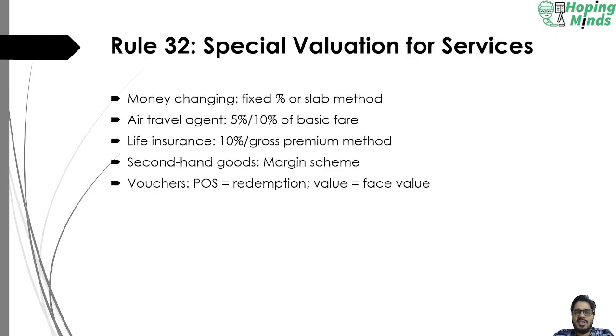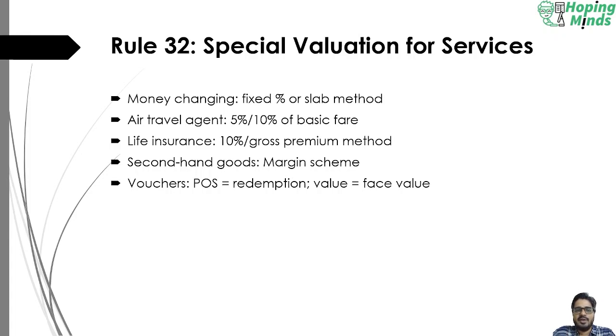Then we have Rule 30 that deals with cost based valuation. If other rules do not apply, then the value is 110% of the cost of production or cost of acquisition. For example, office chairs costing rupees 4,000 are valued at rupees 4,400, being 110% of rupees 4,000. This will apply if open market value is unavailable.